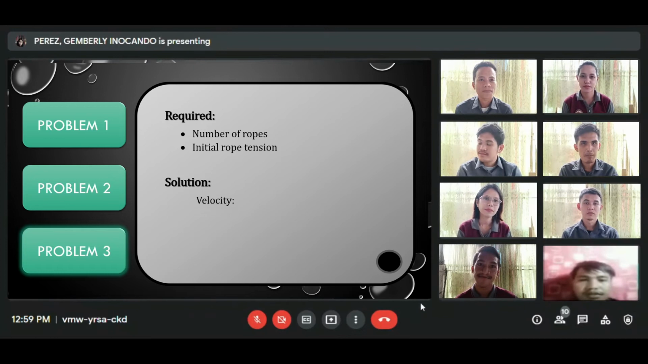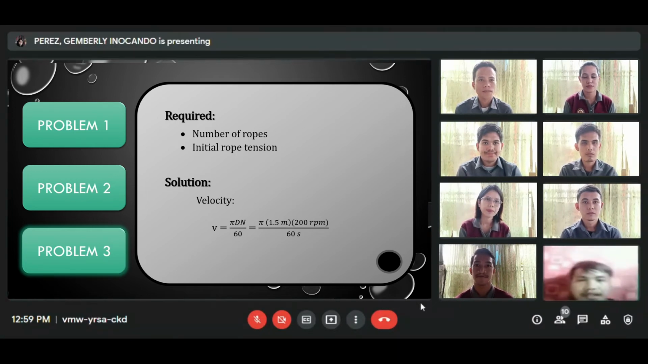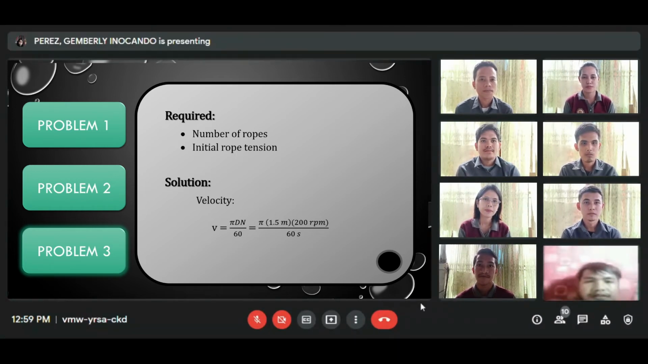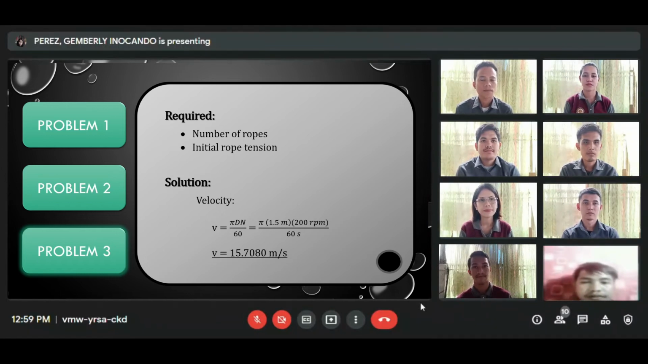Solution. Find first the velocity. The formula of velocity, V is equal to pi D N over 60. Substitute the value of D, which is 1.5 meter. Then substitute the value of N, which is 200 rpm, over 60. So our velocity equals 15.708.